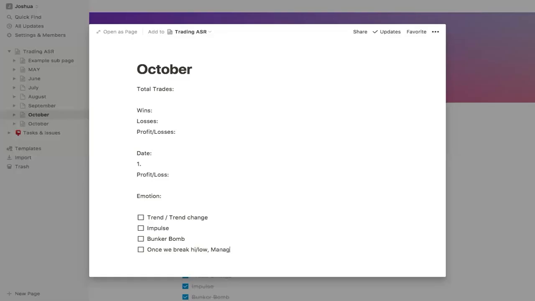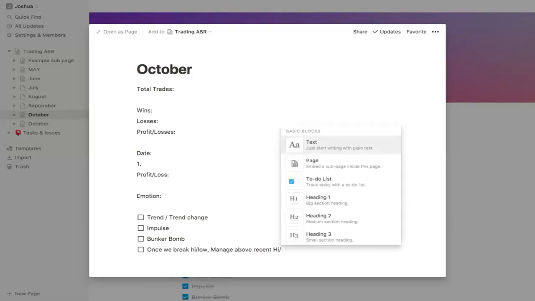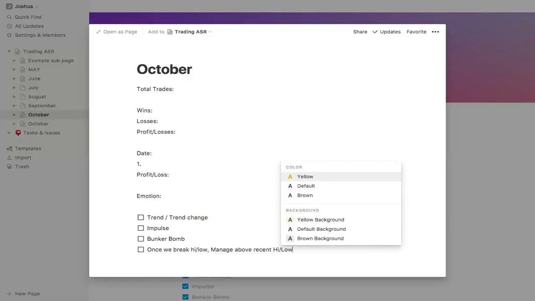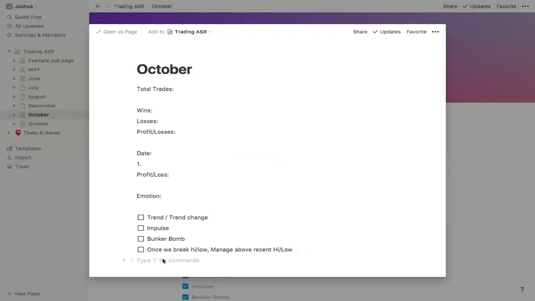manage above recent high / low. Okay, and that will be that one done.